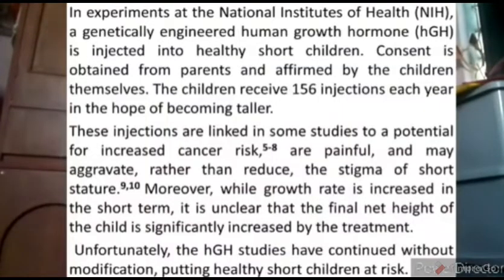So this is how another situation goes. In experiments at the National Institute of Health, or the NIH, a genetically engineered human growth hormone is injected into healthy short children. Consent is obtained from parents and affirmed by the children themselves. The children receive 156 injections each year in the hope of becoming taller.